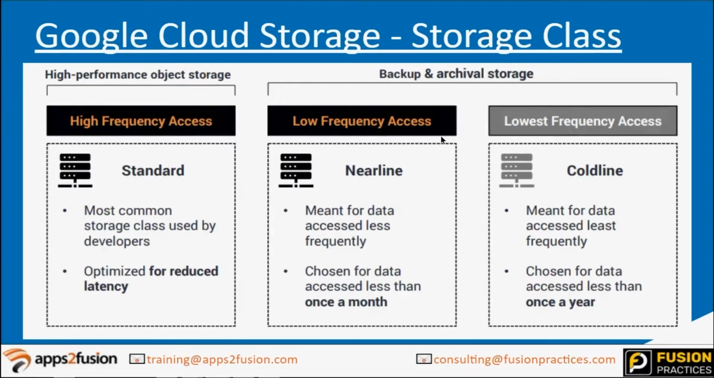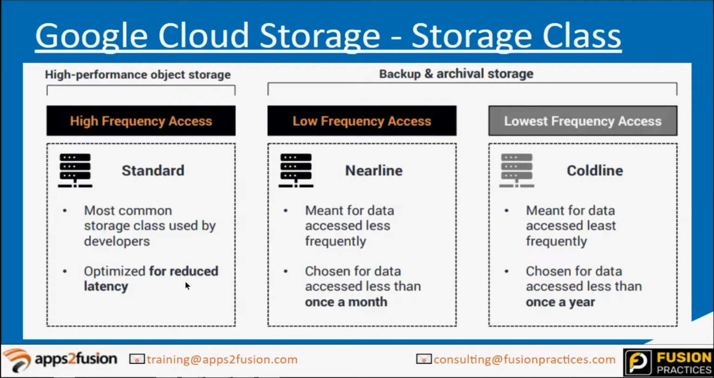And also the most important aspect of Google storage is its storage classes, and this is a very important topic. In any certification you take up, there will be at least 4 to 5 questions on this. There are basically three storage classes in GCP: first is standard, then nearline and coldline. Standard is used for high performance object storage, and these two are basically used for backup and archival.